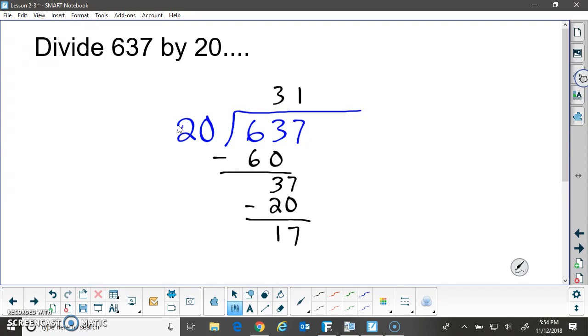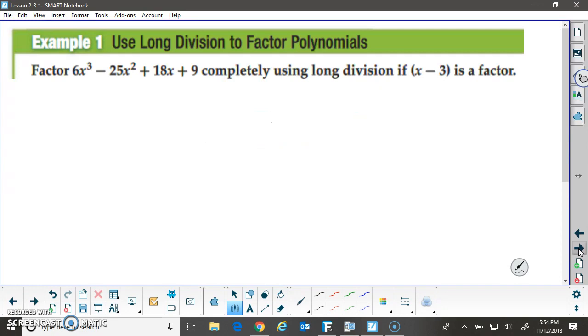Now, what we're going to be doing with polynomials is we're going to take our remainder, in this case 17, and we're going to put the remainder over the divisor. So here our answer is 31 and 17 over 20. We're going to do that same process now with polynomials.